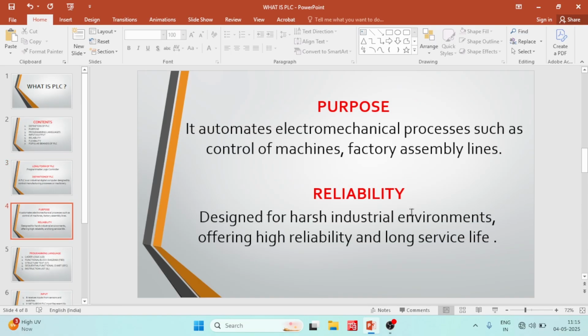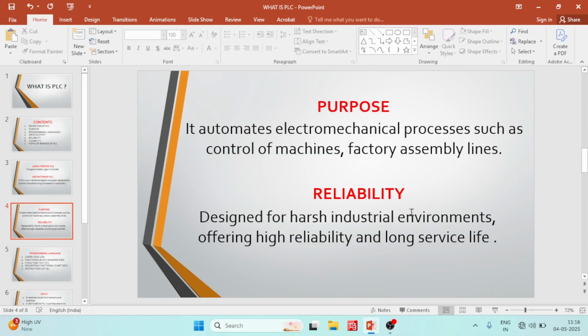Then purpose. Why we use PLC? It automates electromechanical process such as control of machines, factory assembly lines. It automates electromechanical process means where in the past human beings were involved. So PLC plays an important role and converts mechanical process into the electromechanical process. For example, earlier it took 5 people to complete the task, but after installation of PLC on the same line, the work is now completed by only 1 or 2 people. In the automobile industry, there are many assembly lines.